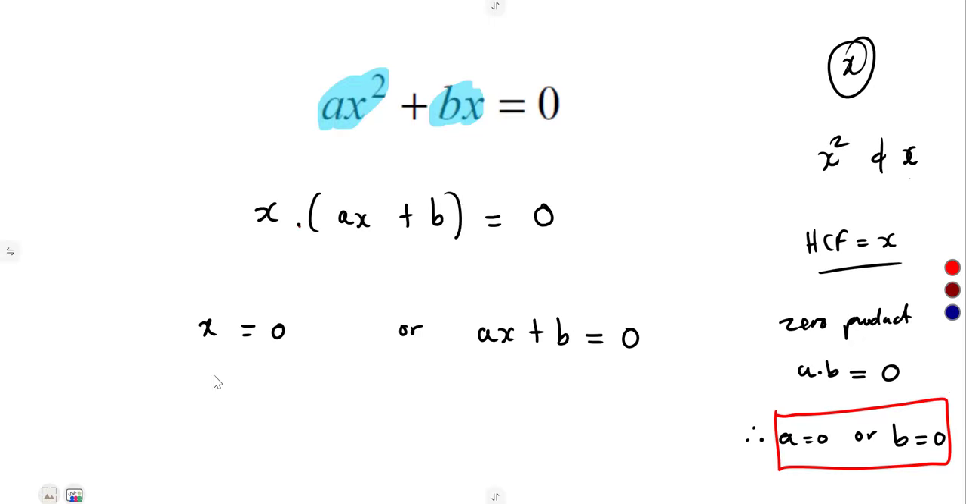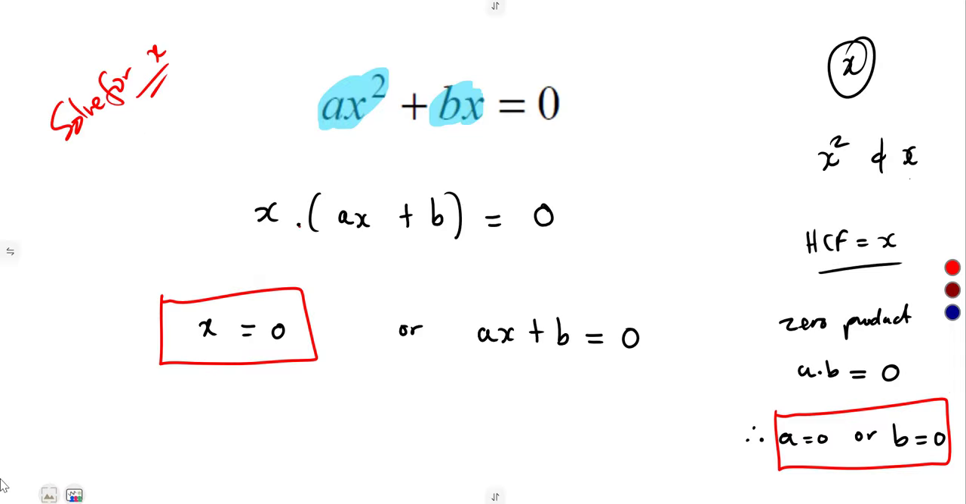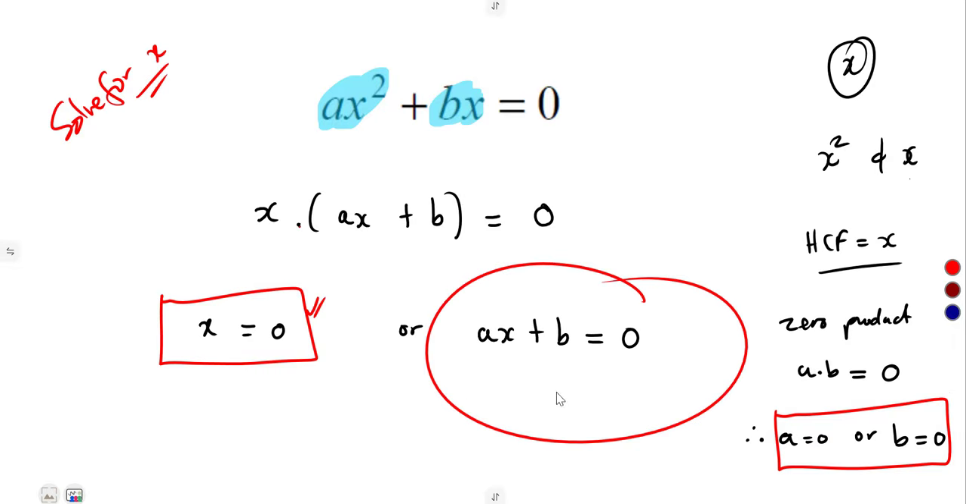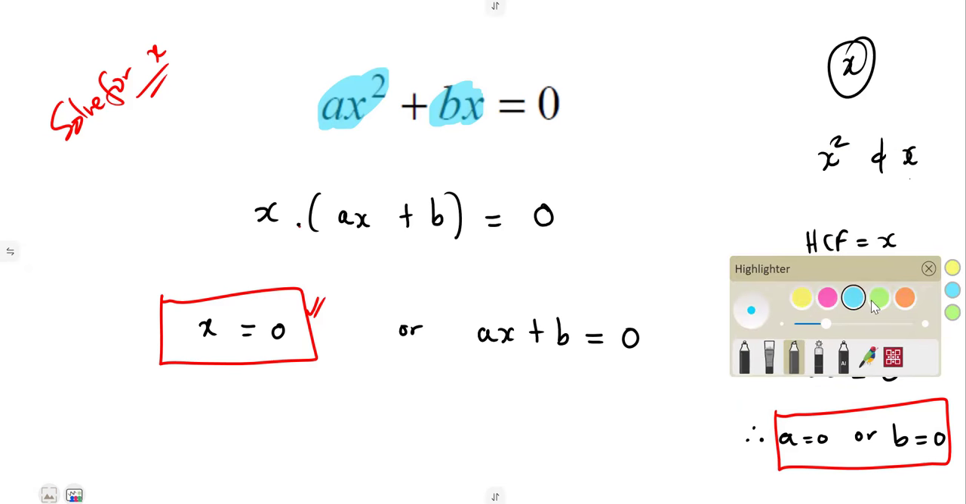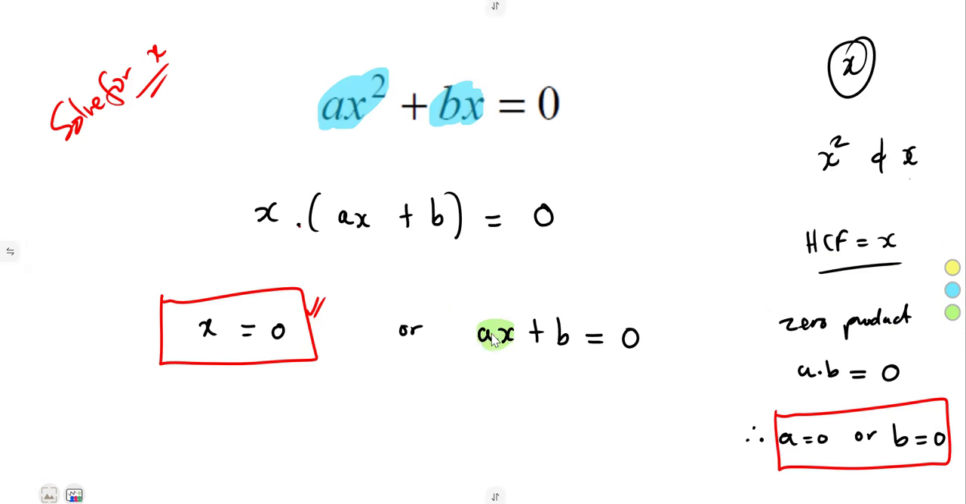So from the first one, we have already solved for x. It means x is equal to 0. Remember, our question is to solve for x. So the first one, we already have a solution here: x is equal to 0. Can we do anything? No. We cannot say 0 is equal to a or b in terms of any other letter. That is what we have there. What about the other one? It also contains x, so we must solve for x there.